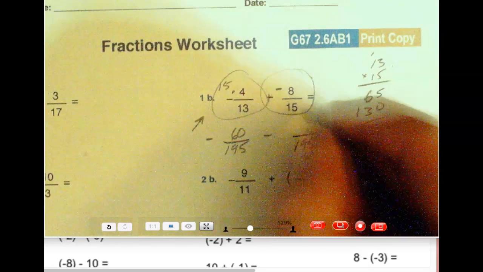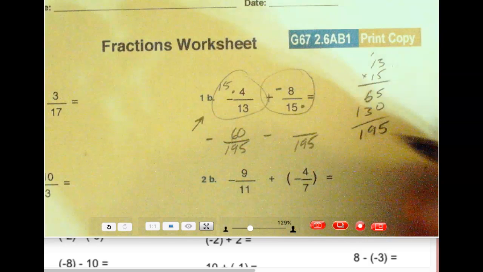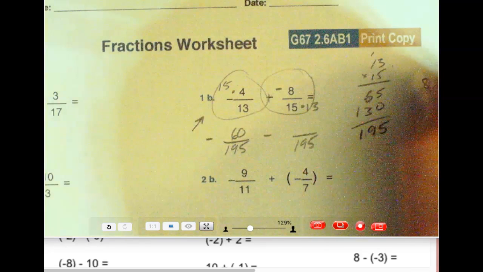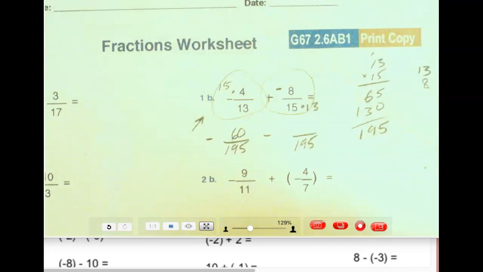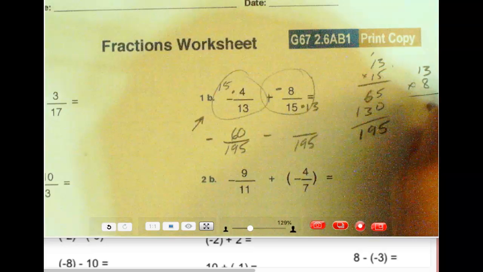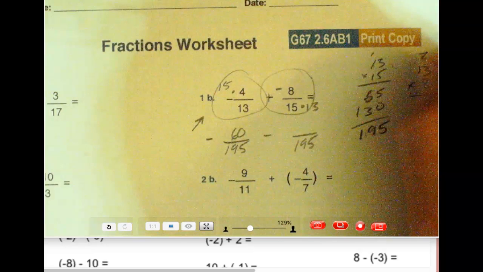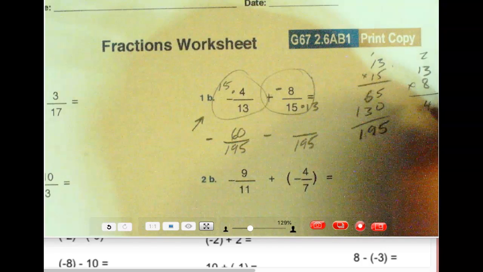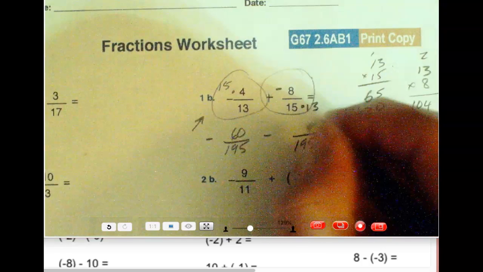I took this times 13. So 8 times 13, let's see, 8 times 3 is 24. There's the 4, there's the 2. 8 times 1 is 8, plus 2 is 10. So that's 104. That makes sense.